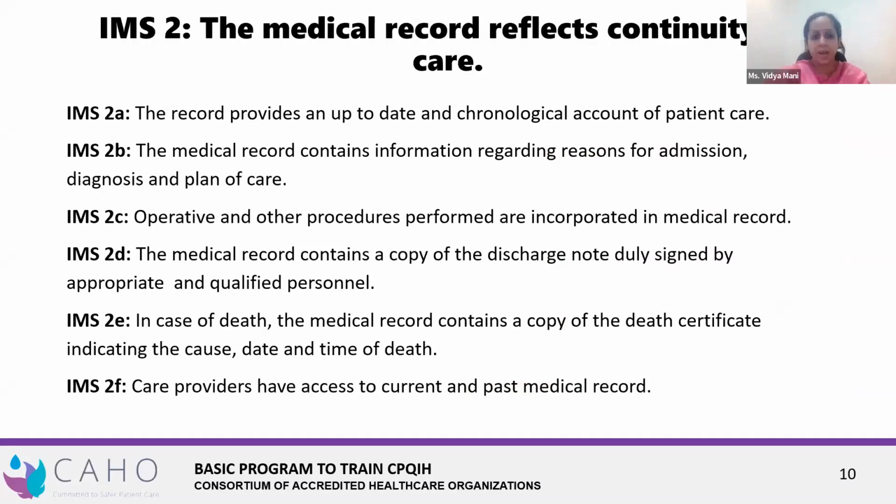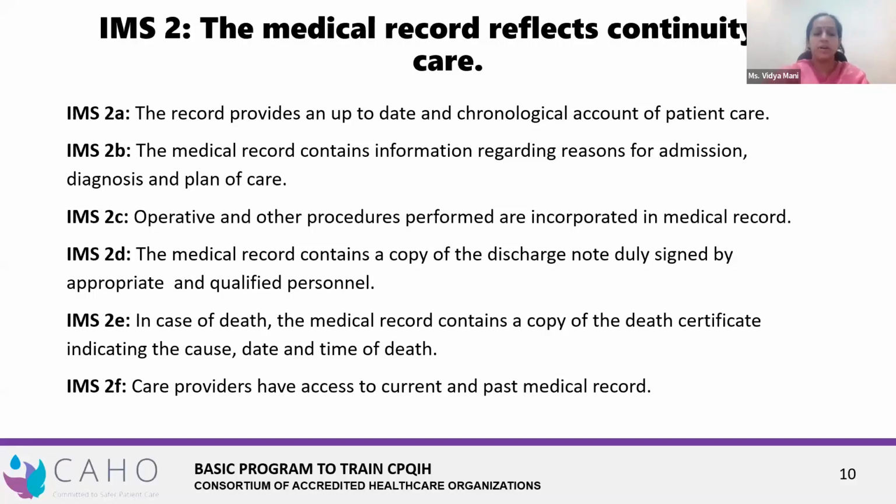IMS 2B is about the medical record containing information with regards to reasons for admission, diagnosis, and plan of care for the patient. IMS 2C is about operative and other procedures which the patient has availed in the hospital, whether those details are incorporated as part of your medical record. IMS 2D talks about the medical record containing a copy of the discharge summary, which is duly signed by the appropriate and qualified personnel who is providing care to the patient.